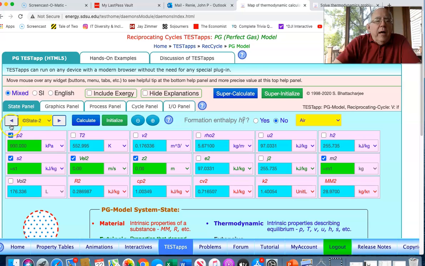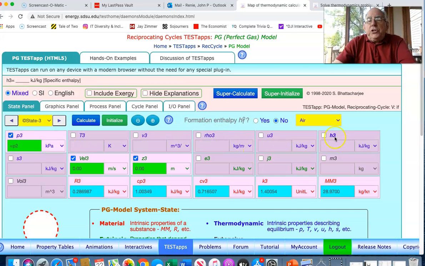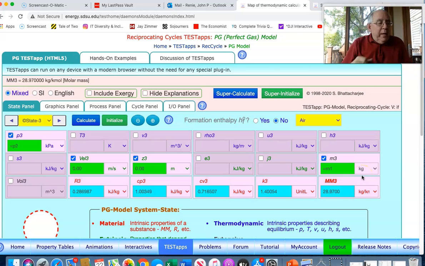Okay, so now we've identified state 2. We're now ready to go to state 3. And again, state 3 was the case where we had the heat addition at constant pressure. So between 2 and 3, we know the pressure stays the same, and it's equal to P2. And again, the mass is equal to the mass at 1. In this particular case, it's the process panel that's going to give us enough information to determine the final thermodynamic property. And so we'll wait for that to happen.